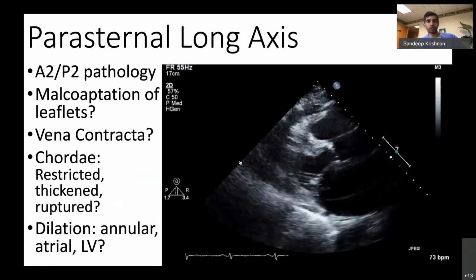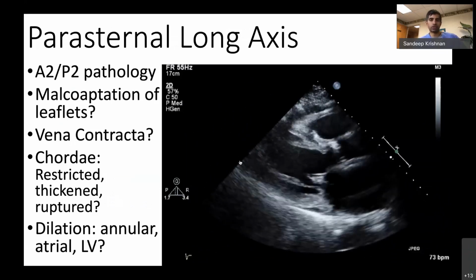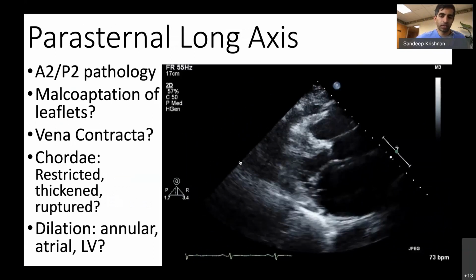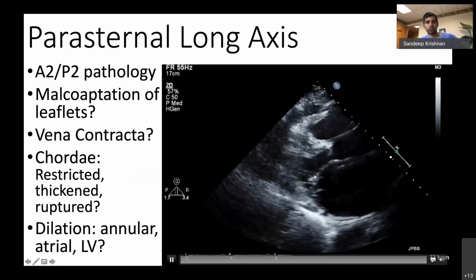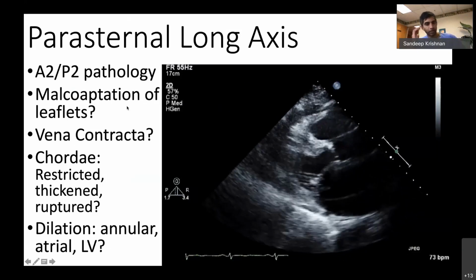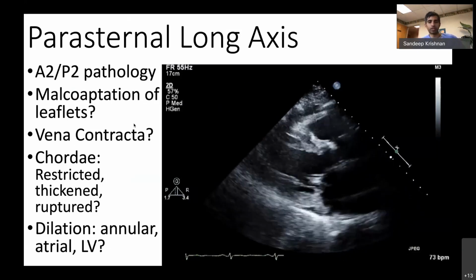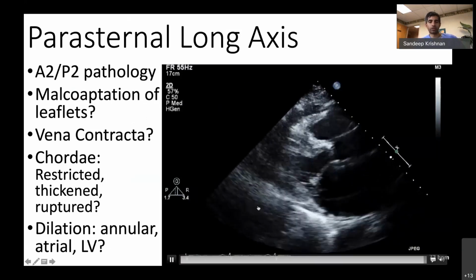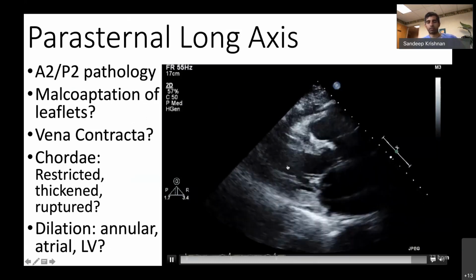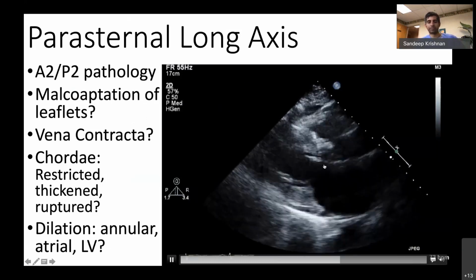So the parasternal long axis view is the view that I personally think we can make about 70% of our diagnosis on. This really does show A2, P2 very nicely. It will show you malcoaptation of the leaflets. You can measure the vena contracta. You get a sense of the chordae and the valve, and of course the ventricle. You can check to make sure that the ventricle is not fully dilated. You can get a rough idea of the EF, etc.